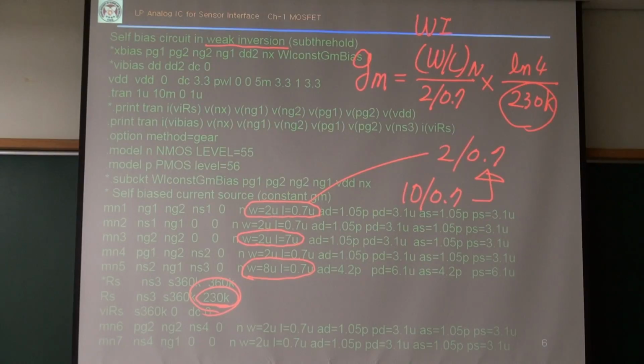One thing to note is that this equation is correct in the subthreshold region, but in between, in weak inversion, it may not be exactly accurate, because there is some mixed behavior in the moderate region. So that's why we avoid 1 by 0.7. We move to 2 by 0.7 to make this transistor deeper in subthreshold. Question?